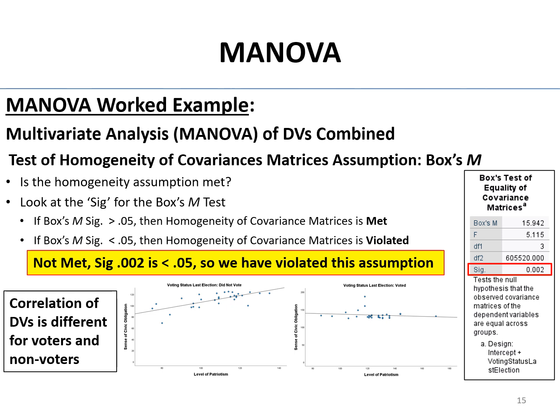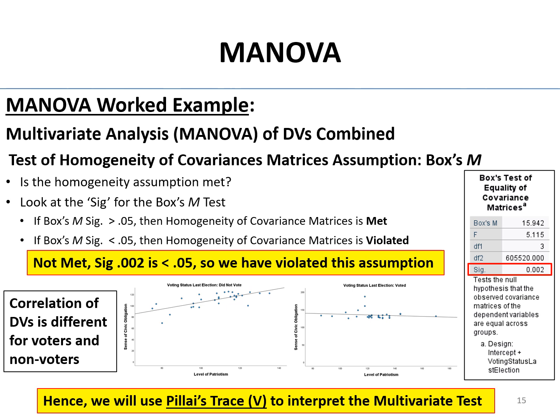So do we give up and go home? No. We just need to use Pillai's trace instead of Wilks' lambda or Hotelling's T to interpret our multivariate test. So that's what we're going to do. We're going to use Pillai's trace.